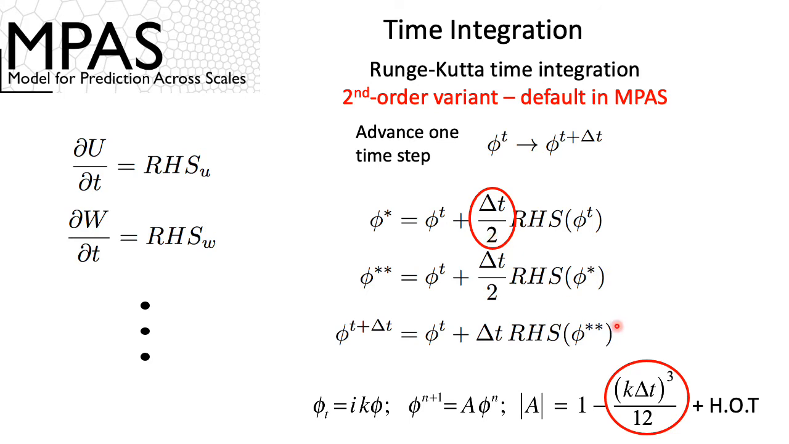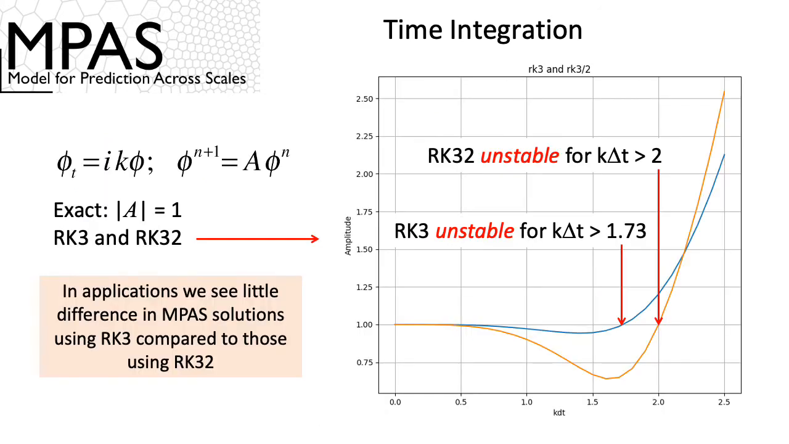Now, if you look at the stability analysis of these two schemes, it's depicted as so. On the vertical axis, the y-axis here, we're plotting the amplitude of this coefficient A for this equation. And this k delta t, which is part of the solution expansion, is on the x-axis here. And what you see for the third order scheme is the amplitude goes above 1 for the response for k delta t greater than 1.73.